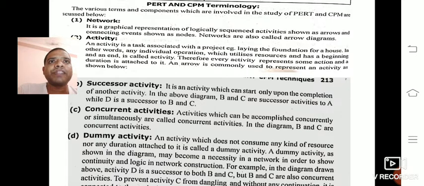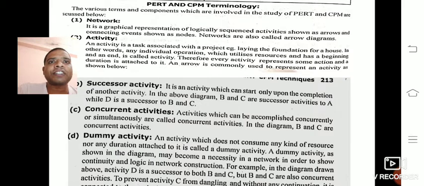The second term is activity. It is a task associated with the project which utilizes resources and has a beginning and an end. It is one part of the project. So many activities constitute one project. Activity means one task associated with the project; it utilizes resources and has a beginning and an end.